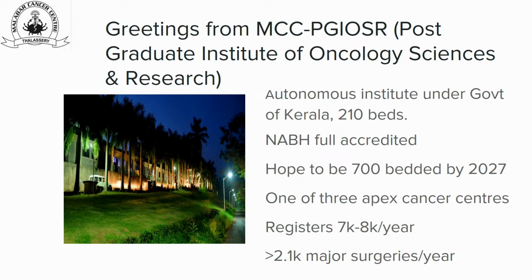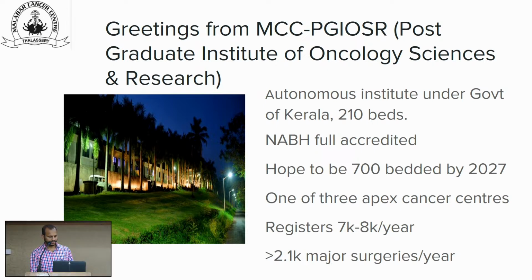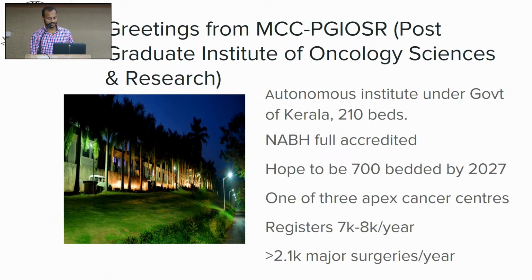For those who are not very familiar with this institute, it's been recently renamed as Postgraduate Institute of Oncology Science and Research, PGI OSR. It's an autonomous center under the government of Kerala. Currently we have around 210 beds. We are a fully NABH accredited hospital, and we hope to increase to 700 beds by 2027, when the new building construction is finished. We are one of the 3 apex cancer centers in Kerala, the other 2 being RCC and Kochi Cancer Center. We see around 7,000 to 8,000 new cancer cases every year and perform more than 2,100 major surgical procedures every year.